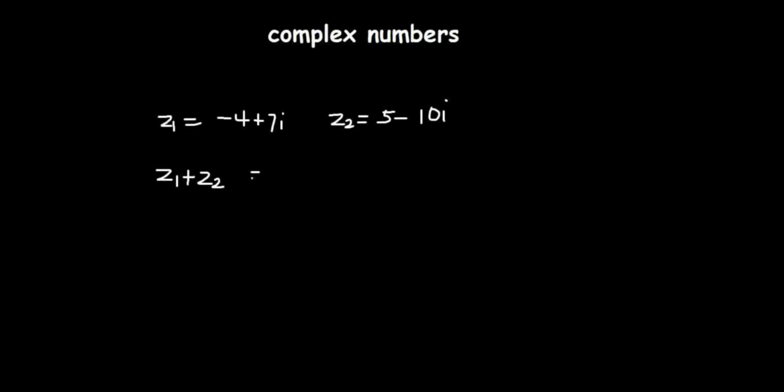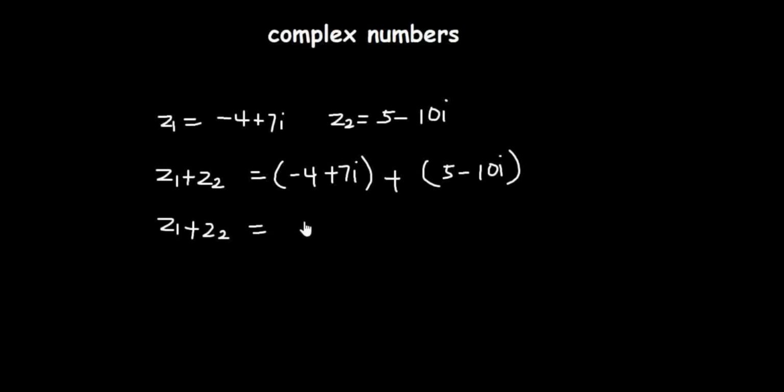This will be equal to minus 4 plus 7i, plus z2, which is 5 minus 10i. So this will give me z1 plus z2 to be equal to, let's write these values out of the bracket, minus 4 plus 7i, and then this side also has plus 5 minus 10i. From here I'm going to group like terms.